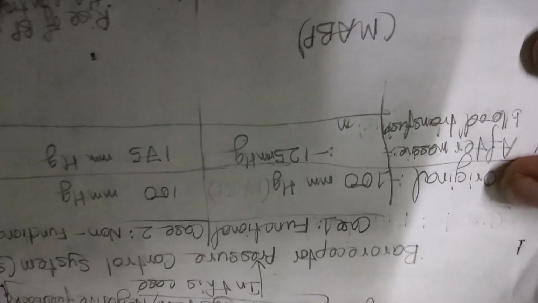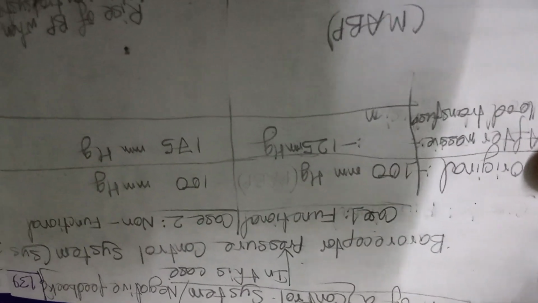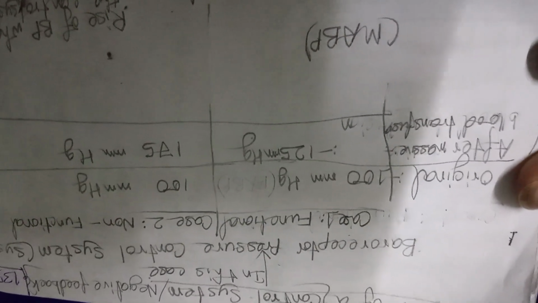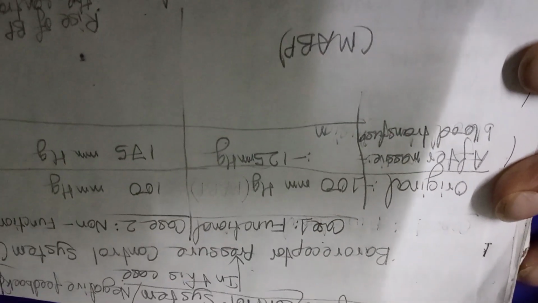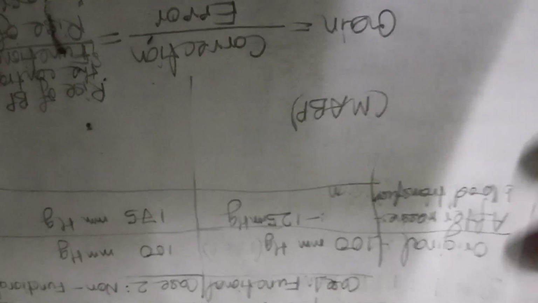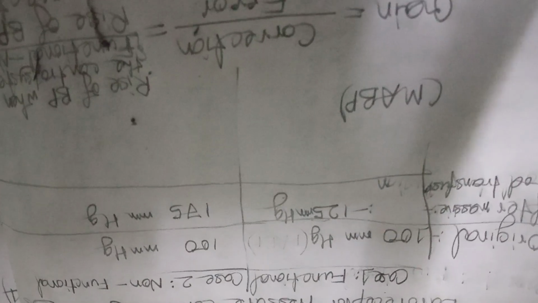In the first case, the baroreceptor pressure control system of the person was functional. We did one experiment: in the original case, suppose the mean arterial blood pressure was 100 millimeter of mercury. The original was 100, and after massive blood transfusion we did one experiment. Why are experiments performed? That is done for a scientific reason.